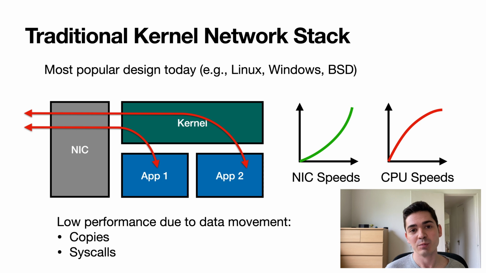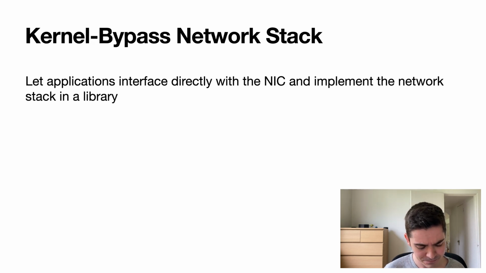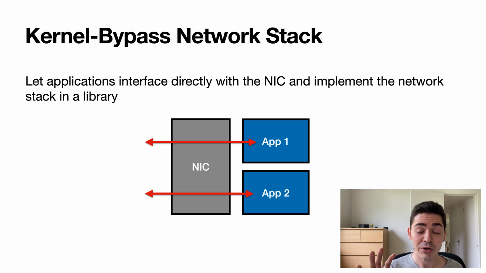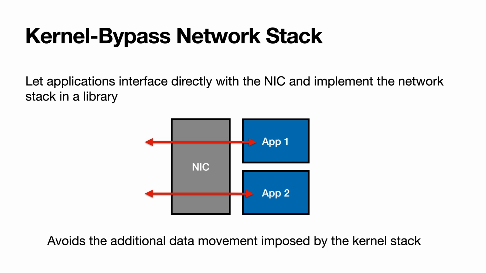And the reason the kernel performs poorly is that it has to introduce overhead due to data movement. So it needs to copy data between the kernel space and user space, and it also has overhead due to system calls. So as a response, there have been many proposals that advocate for a kernel-bypass network stack. And in this model, you let applications interface directly with the NIC without going through the kernel. So now because you're avoiding this additional data movement, you are able to achieve much better performance.